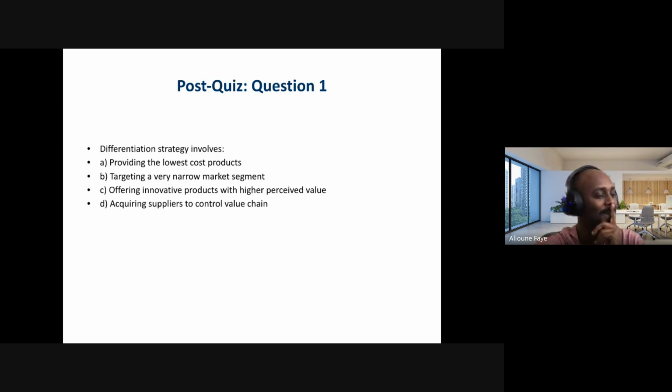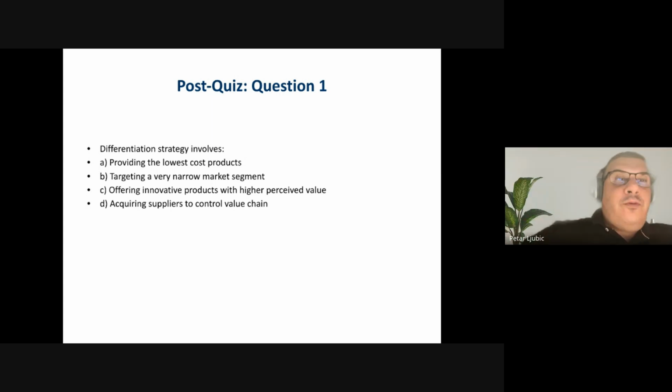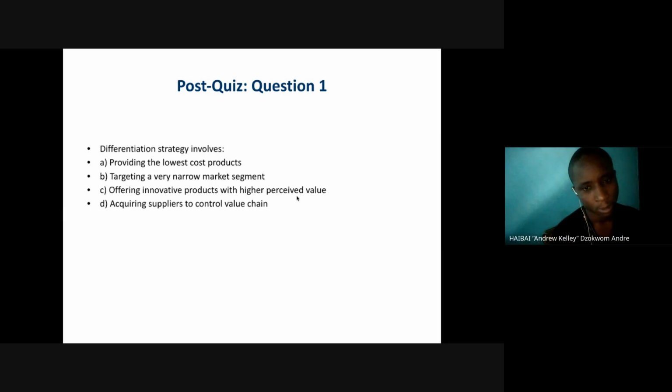So far, A+. Okay. 2 more questions and we're done. Differentiation strategy involves what? Providing the lowest cost product, targeting a very narrow market, offering innovative products with higher perceived value, or acquiring suppliers to control the value chain. Remember, differentiation. Differentiation was like the C. Offering innovative. Good job. Yes. Okay, last question.